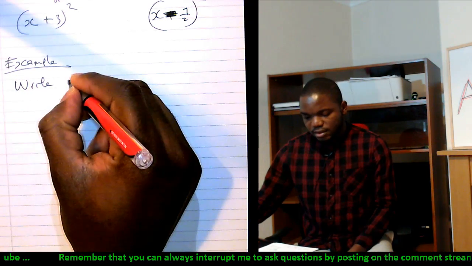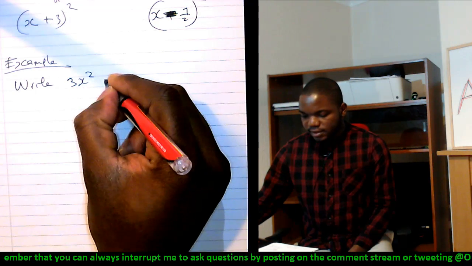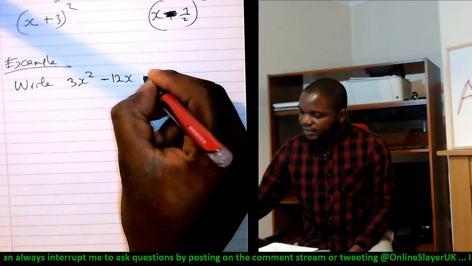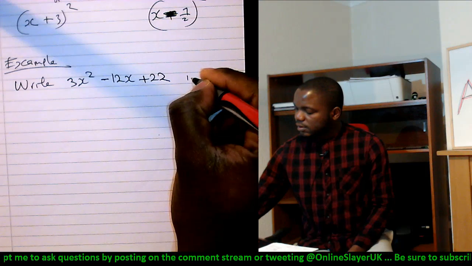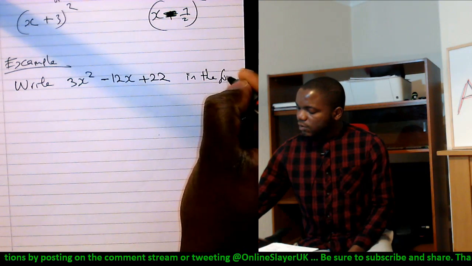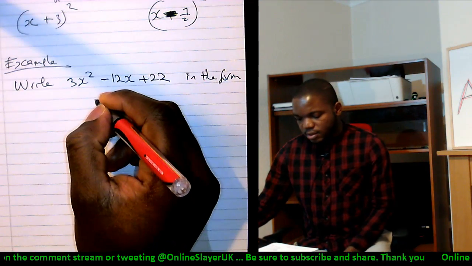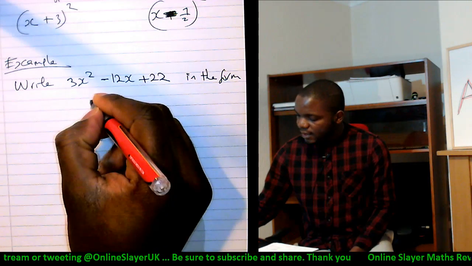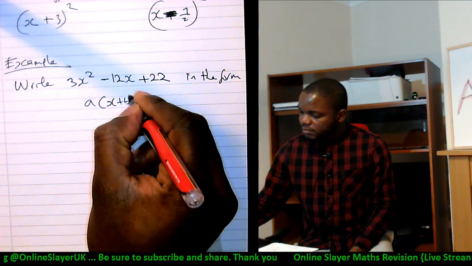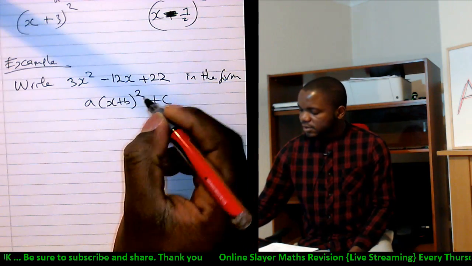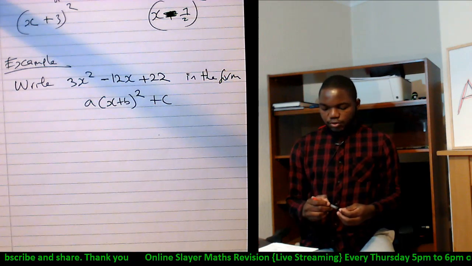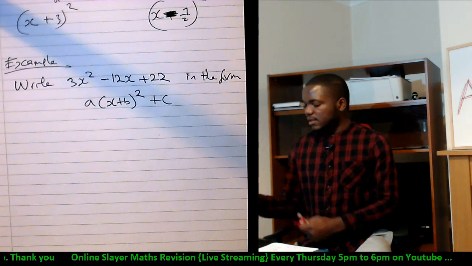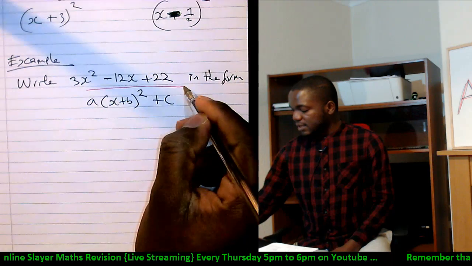Write 3x squared minus 12x plus 22 in the form a into x plus b squared plus c. So you're told to write this quadratic in this form.